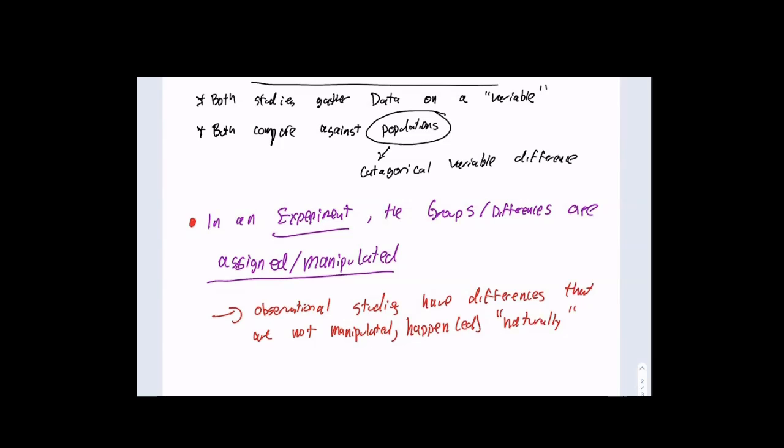You come in naturally when you're included in my data. You are what you are. There is no manipulation. You already are what you are. As the person running the study, I do not get to choose that. In an experiment, there is something that is going to be manipulated.